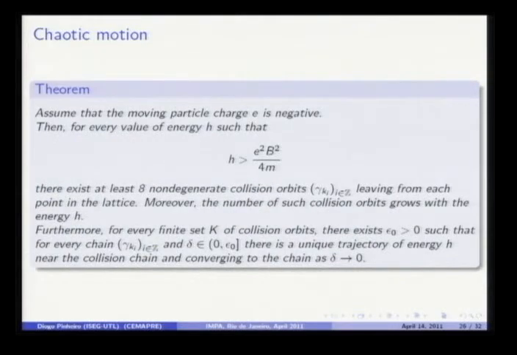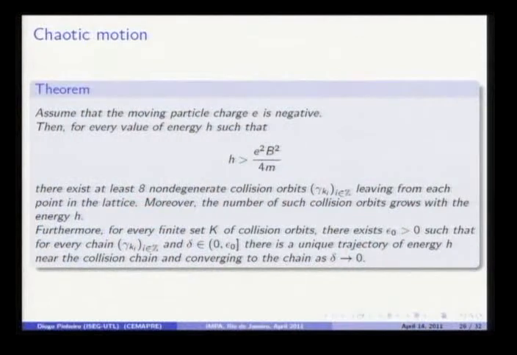Okay, so having extended that result, we now need to ensure that our system has enough collision trajectories. So the theorem is the following. Assume that the charge of the moving particle is negative. Now, for every value of the energy h which is large enough, it doesn't need to be very large, but it needs to be at least that value.